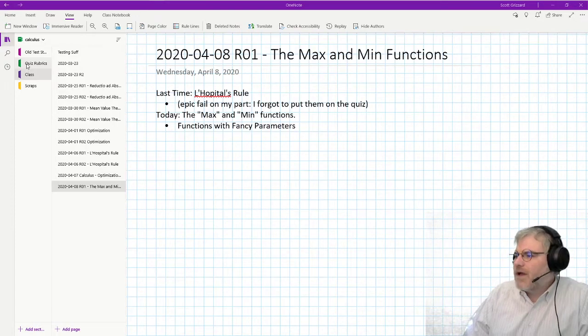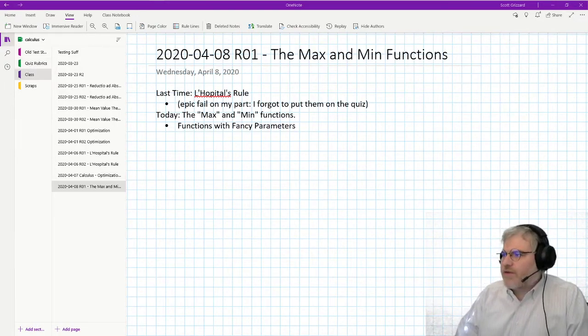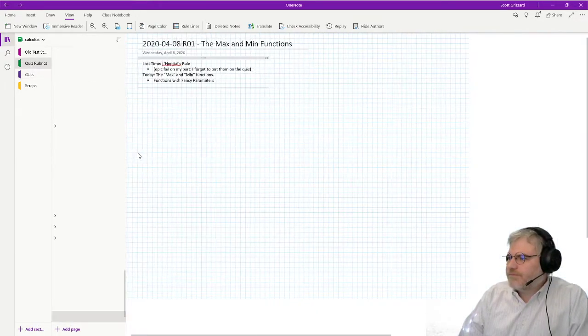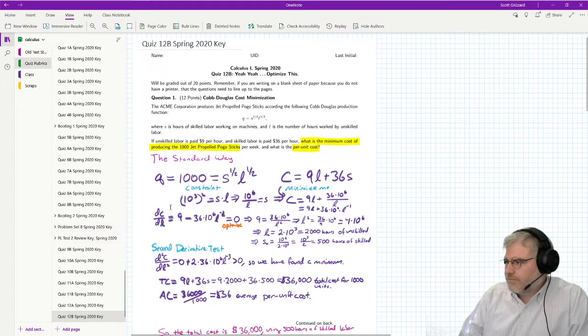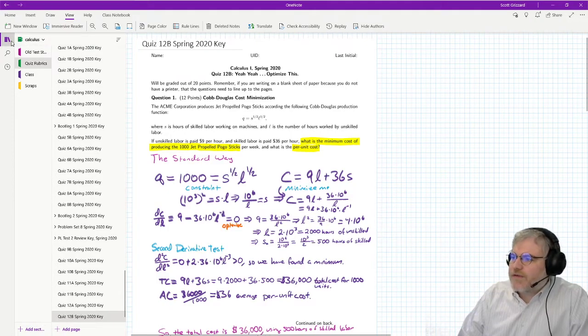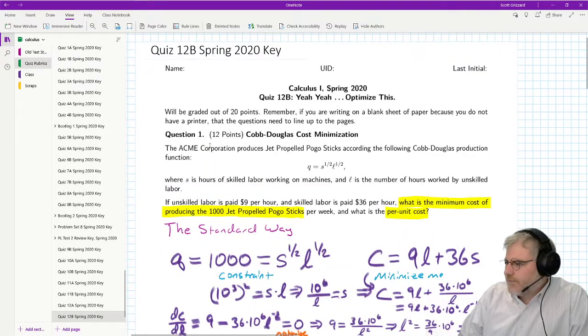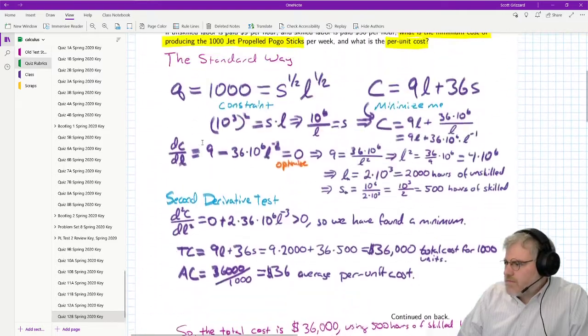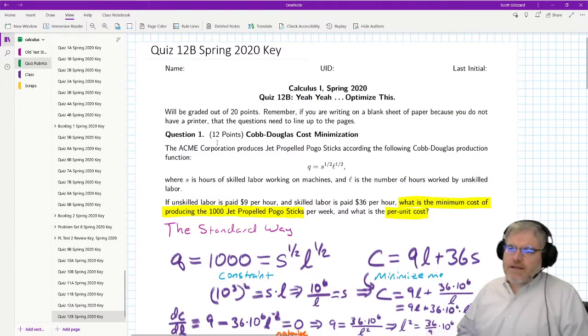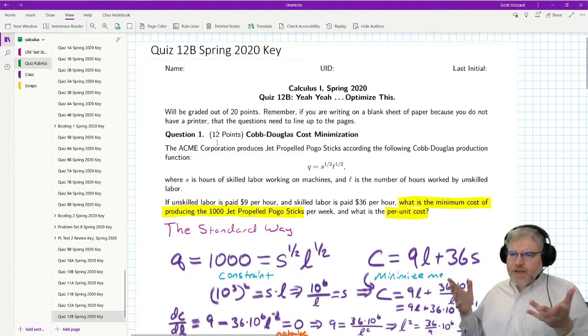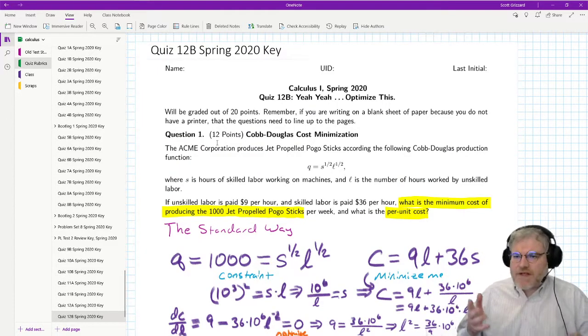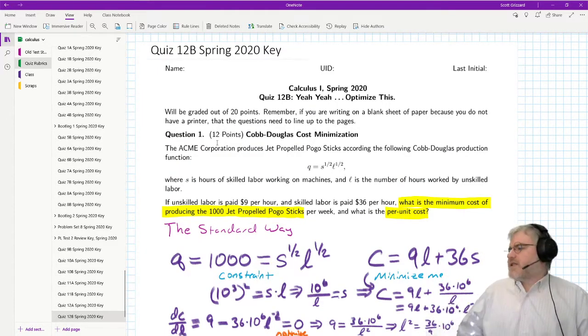Okay. So let's go ahead and start going over the quiz. So, here's the quiz. It's got a few questions on it. It starts with a standard type of optimization problem. This one, however, has a little bit of a wrinkle.